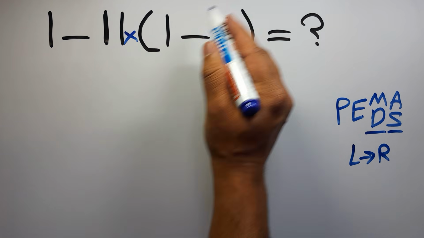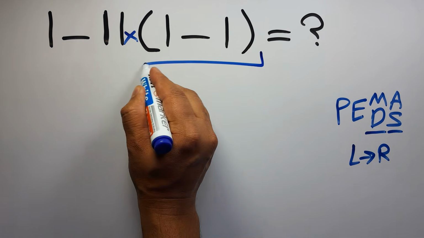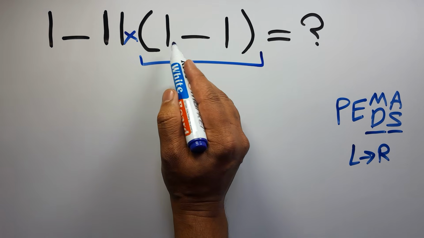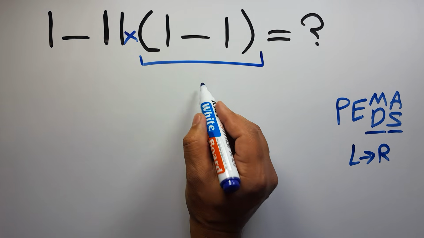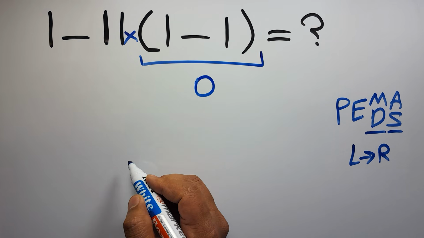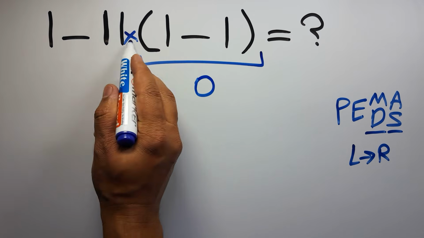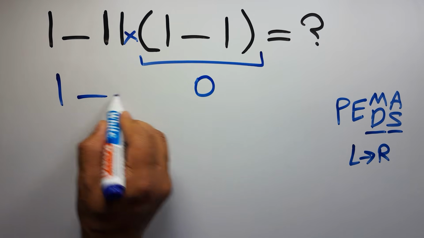So first we have to do this parentheses. Inside this parentheses, we have 1 minus 1, which equals 0. So we have 1 minus 11 times 0.